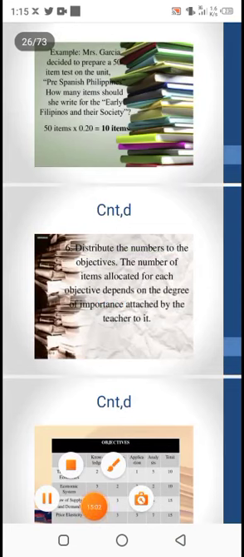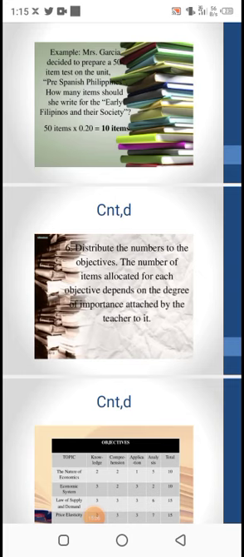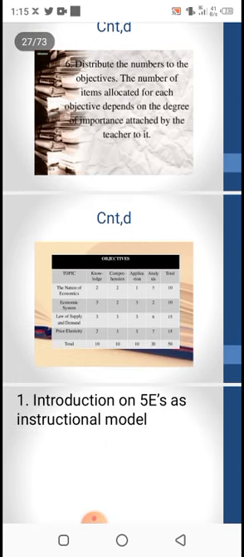Sixth, distribute the numbers to the objectives. The number of items allocated for each objective depends on the degree of importance attached by the teacher to it. This is a table of specification: topic, knowledge, comprehension, application, analysis, and the total.